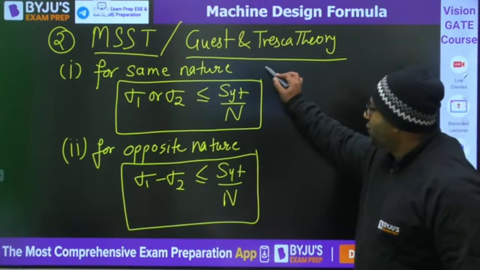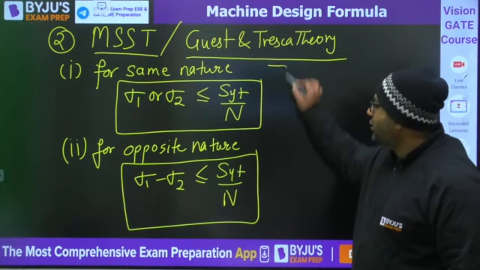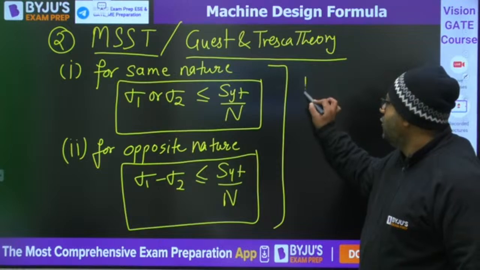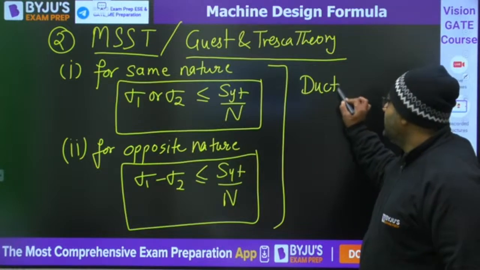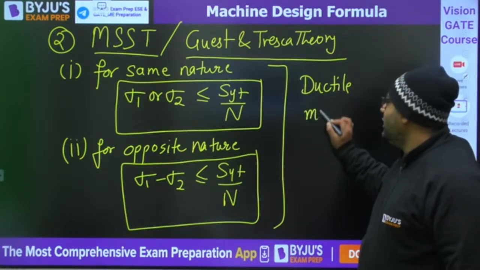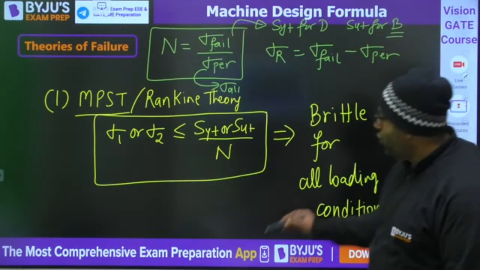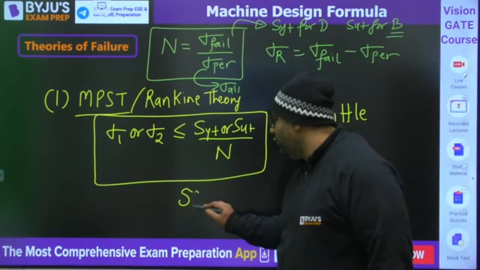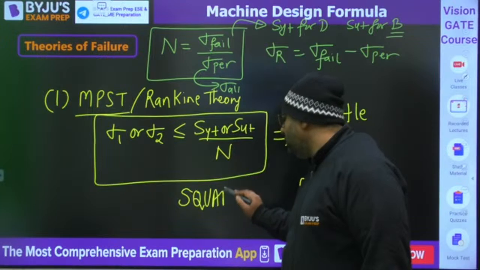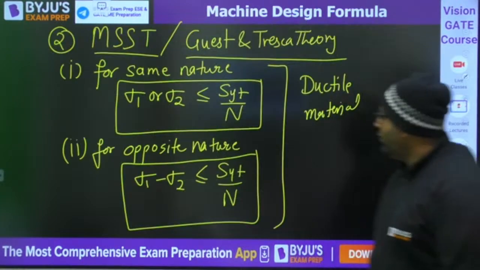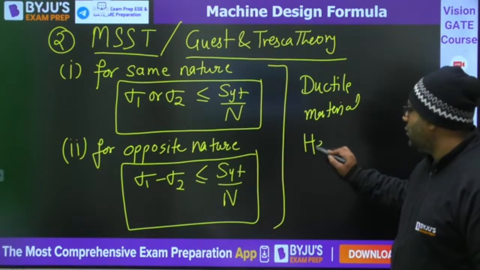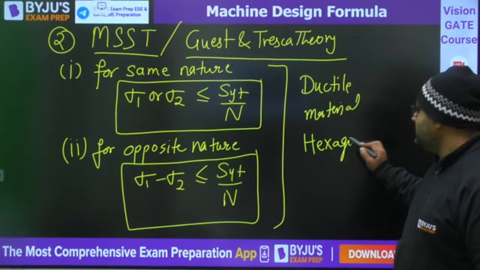And guys, I would also like to tell you that this theory is found to be the best one for ductile material. When we talk about the failure envelope for Rankine theory, we get a square. And for MSST, we get a hexagon. Okay, so two theories are over.